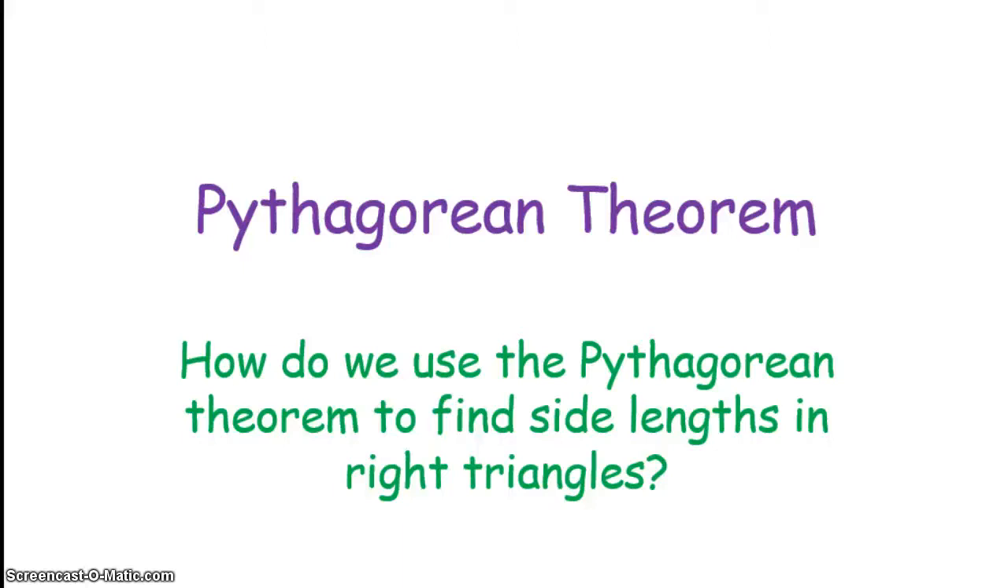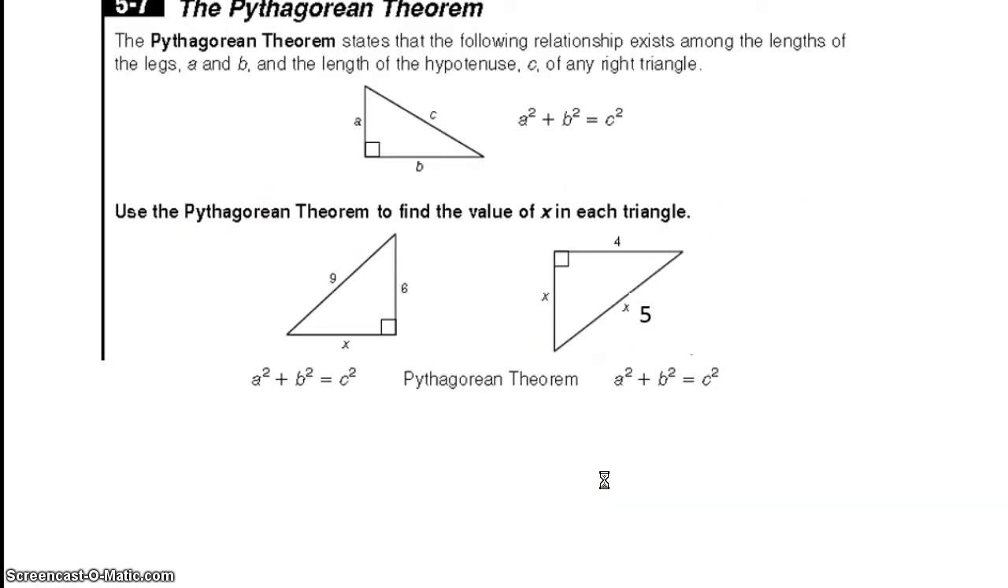Alright, this video is going to be about the Pythagorean theorem and how we actually use the theorem to find the side lengths of our right triangles. So let's recall what we know about the Pythagorean theorem, and it is important to remember that the Pythagorean theorem can only be used with a right triangle. So let's take a look.